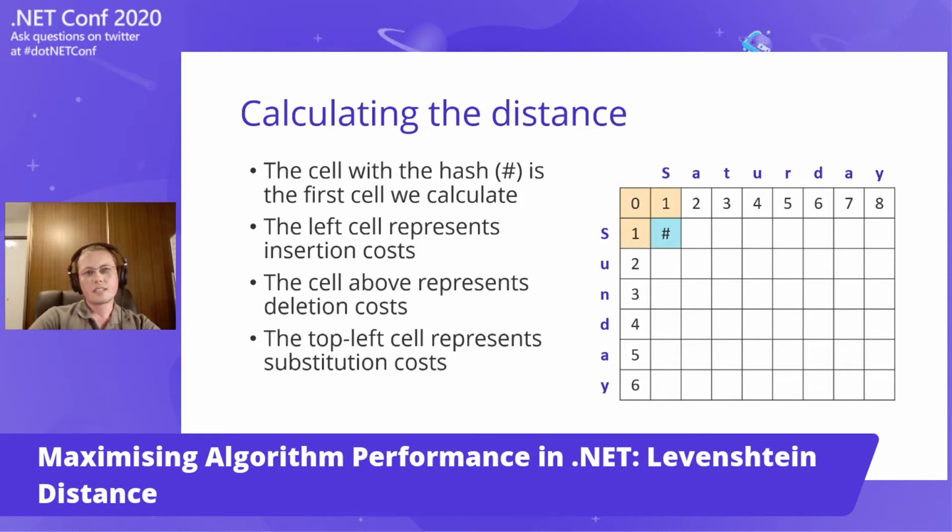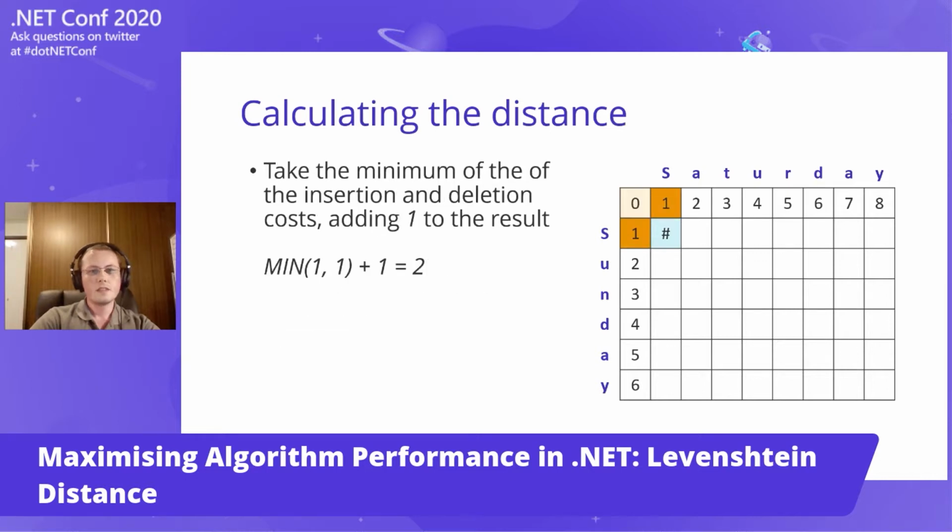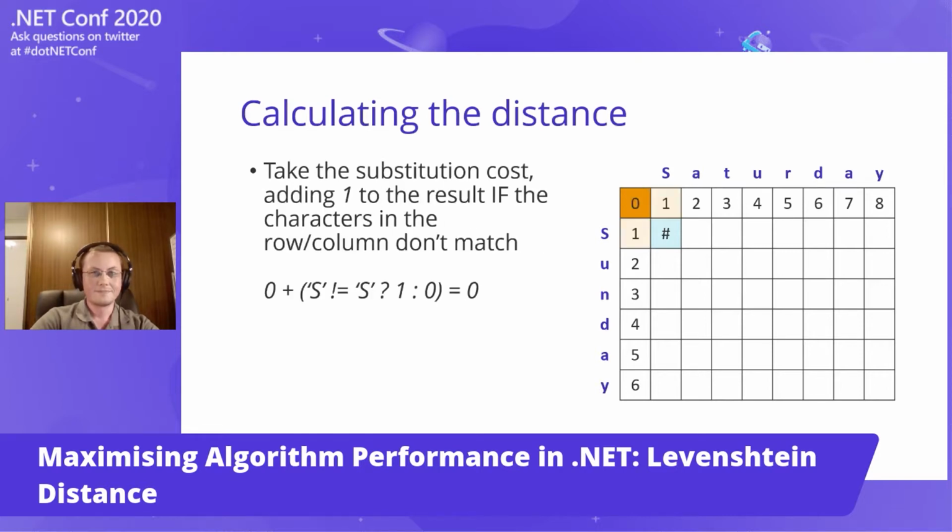The algorithm operates on a cell-by-cell basis. The cell with the hash symbol is the first cell that we calculate. The left cell represents the insertion costs. The cell above represents the deletion costs. And the top left cell represents the substitution costs. We use these different cells together to find the value for our current cell. We start by taking the minimum value of the insertion and deletion costs for our cell, adding 1 to the result. This gives us the value 2.